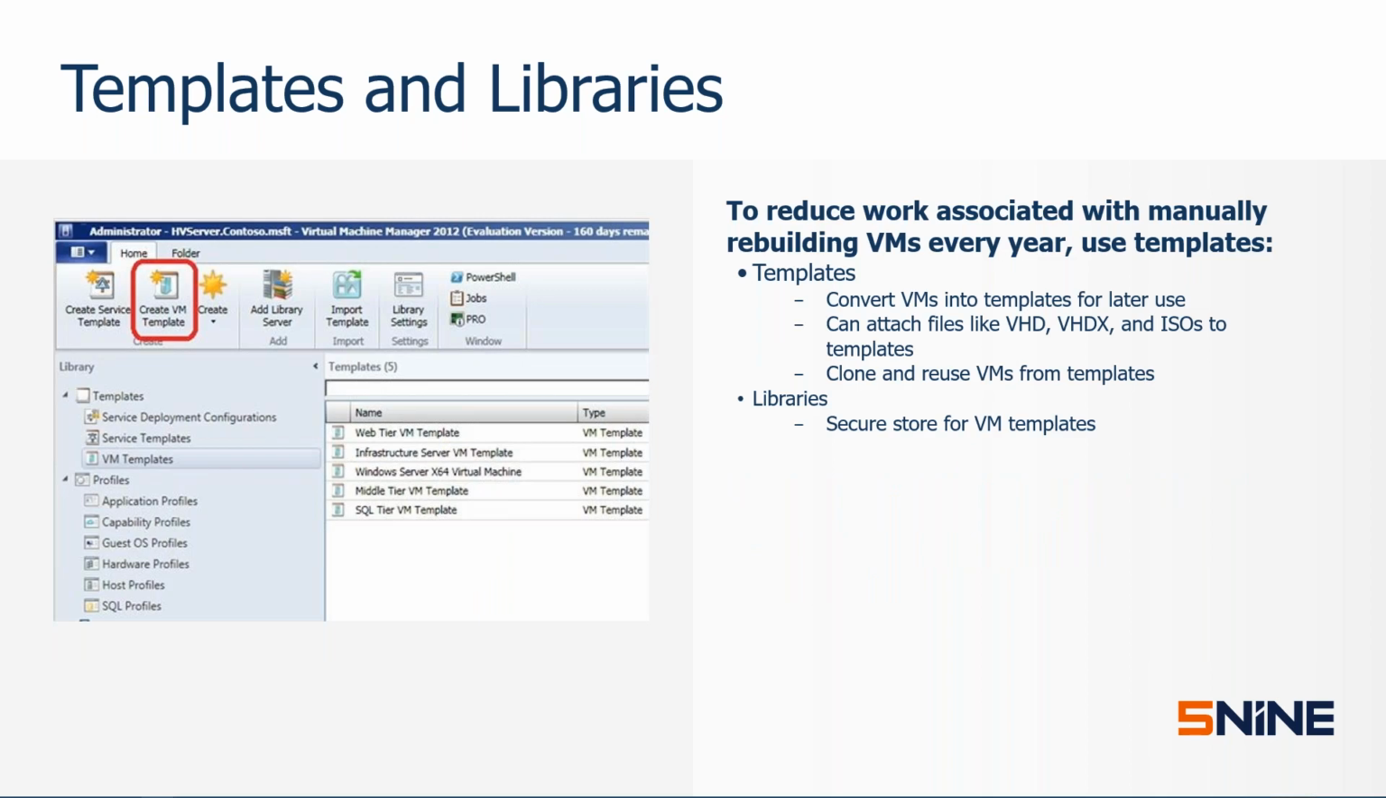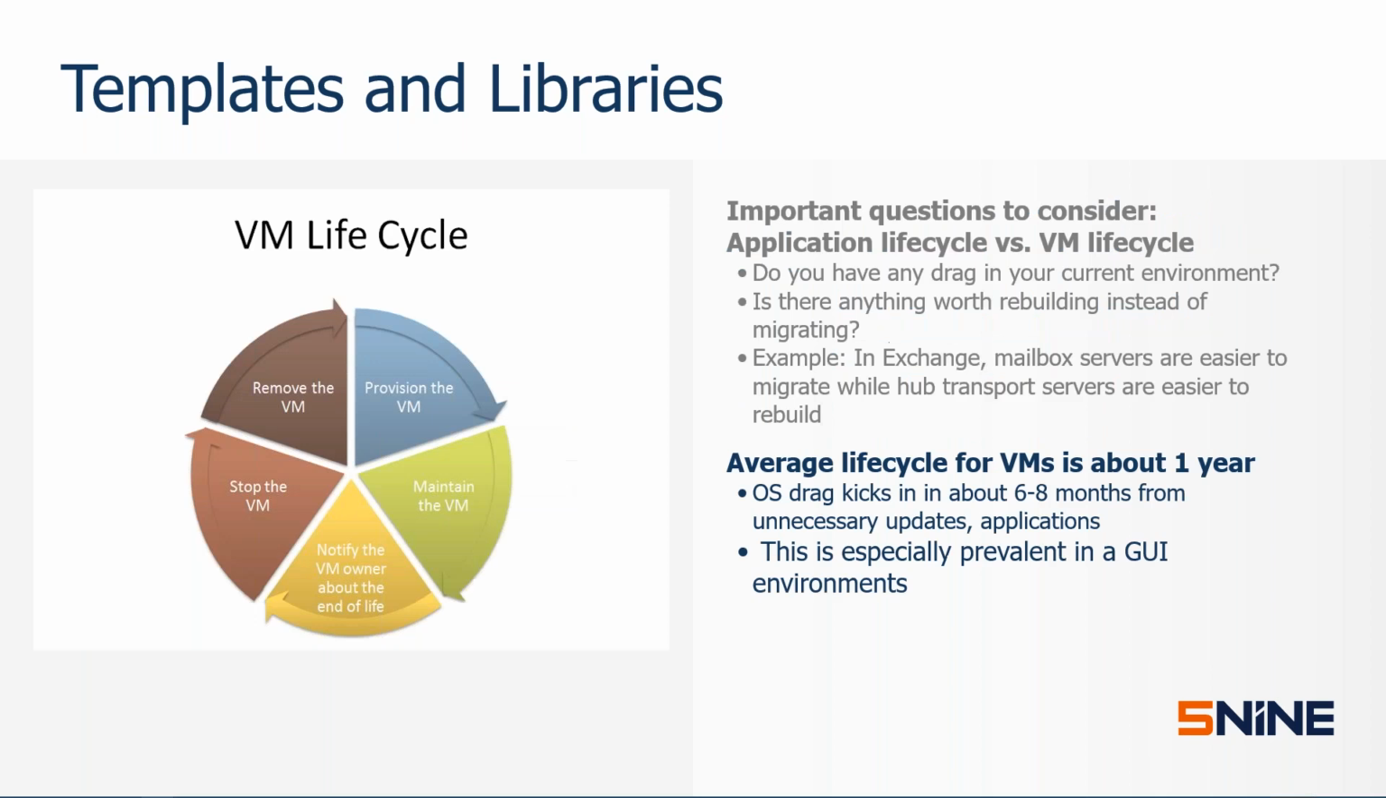So let's move on here a little bit more about templates and VMs. They help reduce the workload associated with manually rebuilding VMs every year. With templates, you can convert VMs into templates anytime for later use, so you can build that up, get it exactly the way you like it, convert it to a template, and you're ready to roll. You can even clone and reuse VMs from templates, which is awesome. Libraries essentially are the place where we're storing those VM templates.